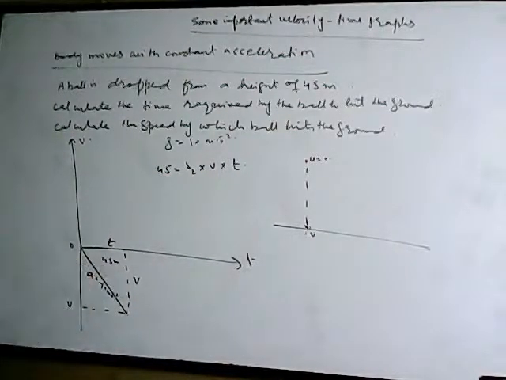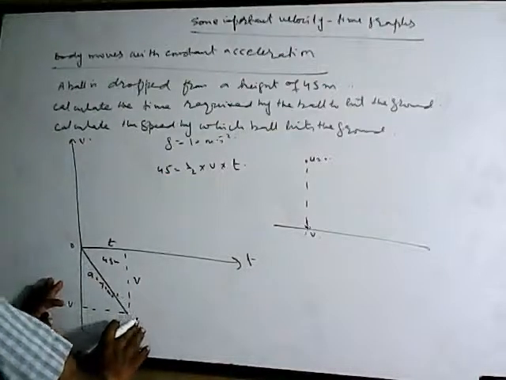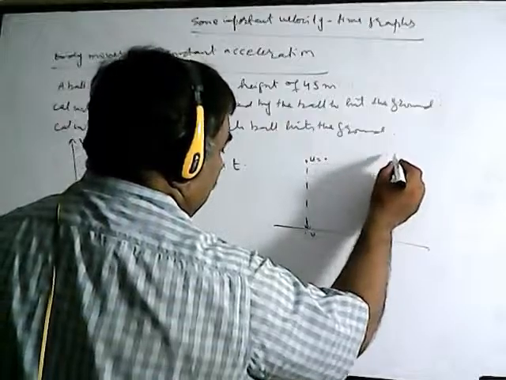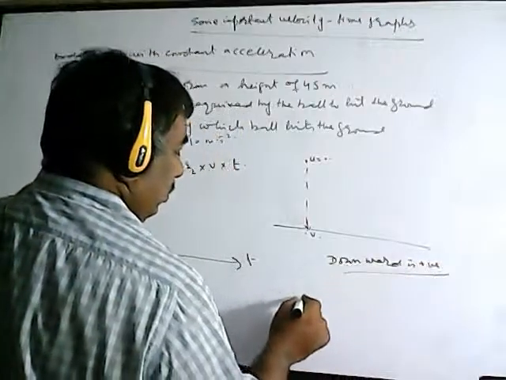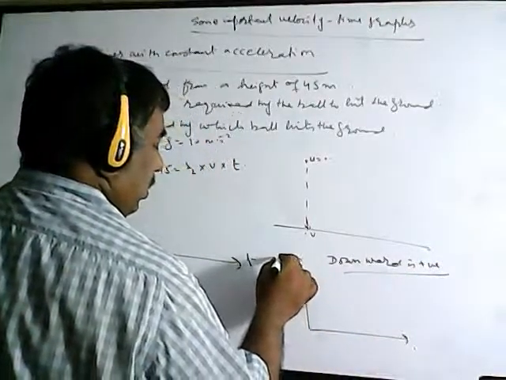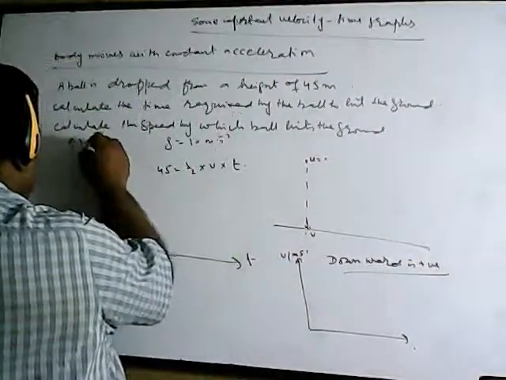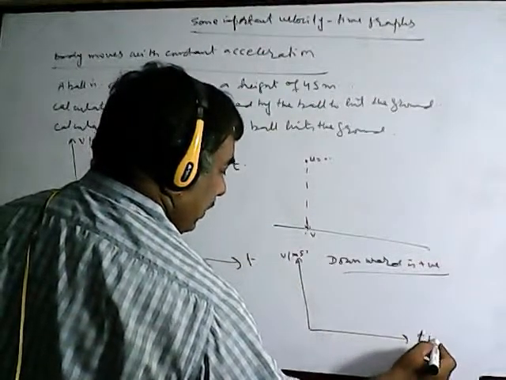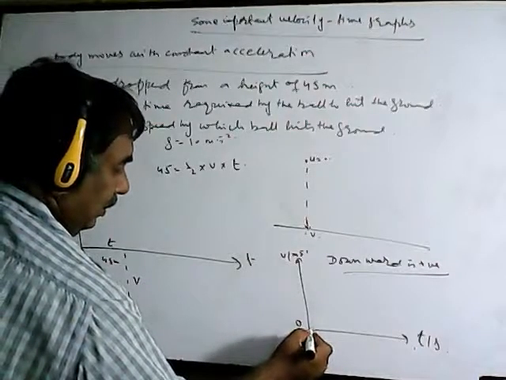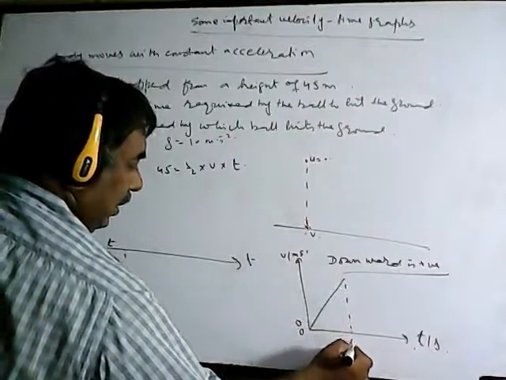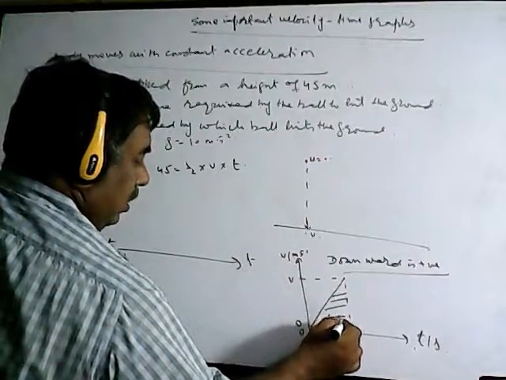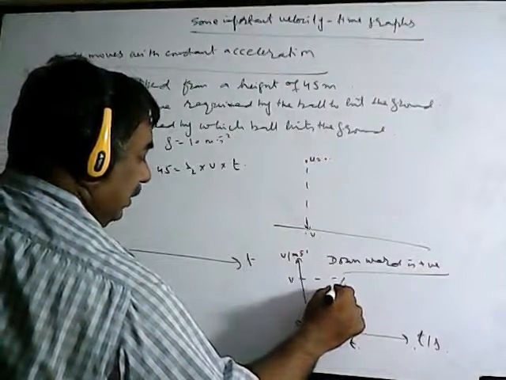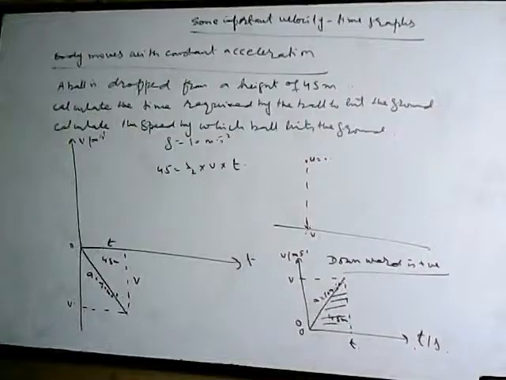So how do I calculate these values? If downward is negative, or if you take downward as positive, then you can have this graph also. This is the velocity in meters per second, and time in seconds. If you take downward as positive, the graph comes like this. This is the time, this is the velocity v, and this is 45 meters, and the acceleration then is plus 10 meters per second square if you take downward as positive. In both cases, 45 equals 1 upon 2 into v into t.